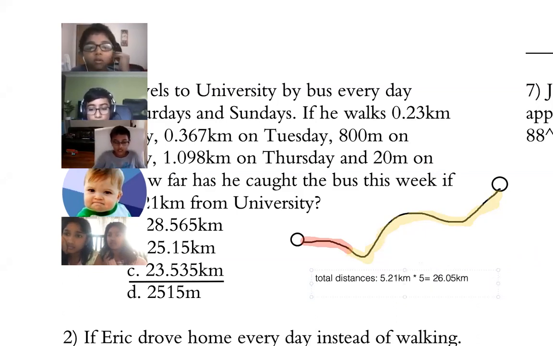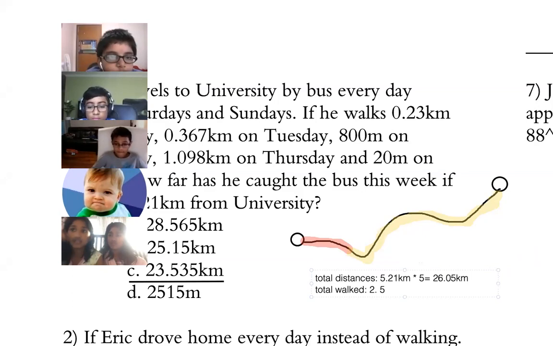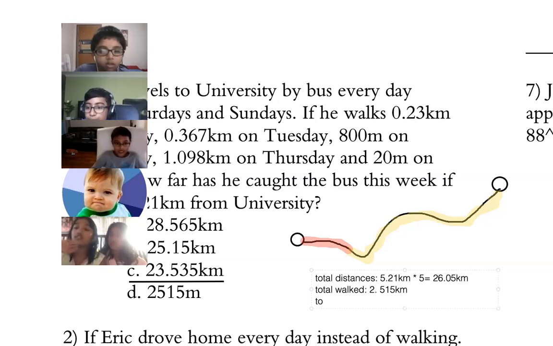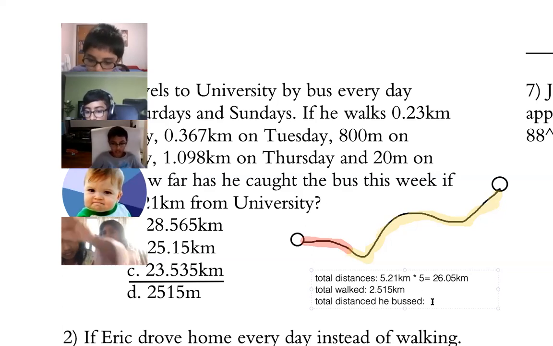Awesome. Now, he doesn't bus the whole journey. So let's find out how much he walks instead. You add 0.3, you add 0.36, and you add all of that. And what do you get? He travels 2.515 kilometers as walking. Do you guys understand? So the total distance he bussed is 26.05 kilometers minus 2.515 kilometers, and that gives you how much, guys?